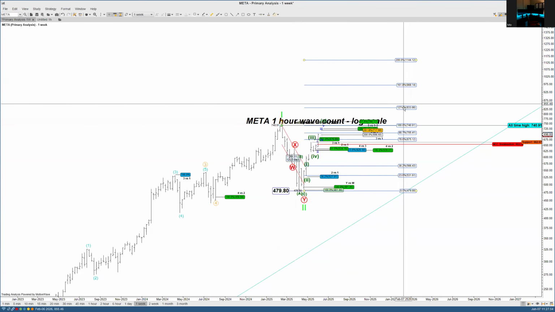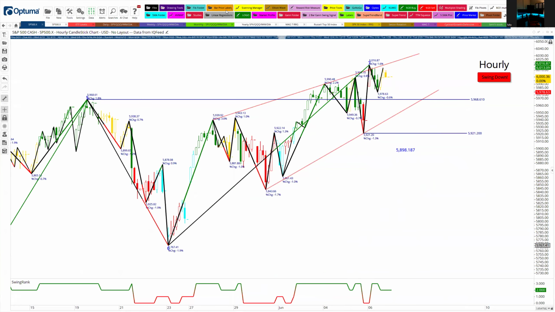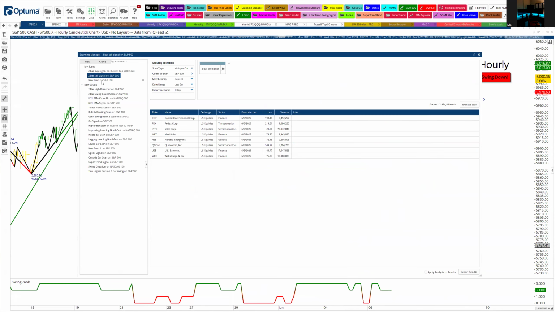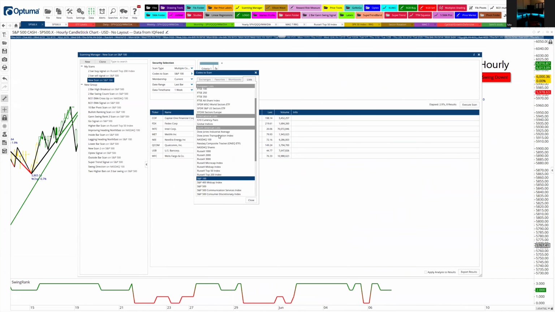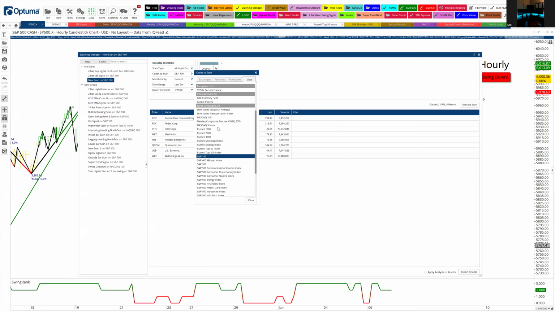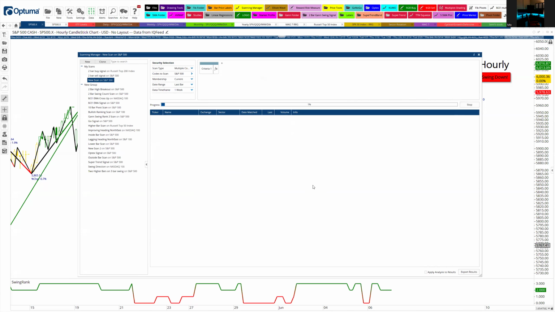Yeah, I was trying to find this scan. When you have two inside weeks, let's do it on 500. I think it's not going to freeze up on me. 500, 1 week. What are we going to do? We're going to run a scan.